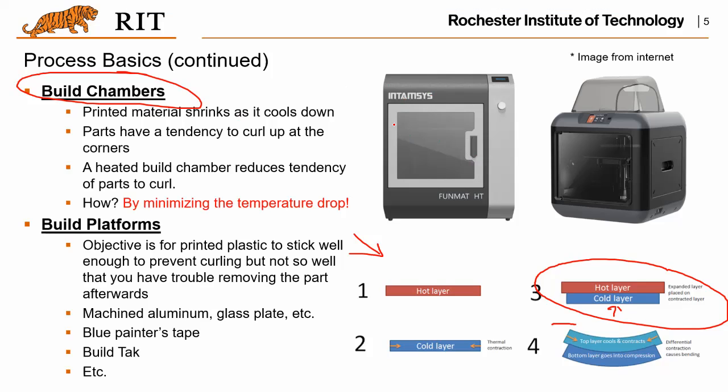Also, you will have different build platforms like plastics or glass or aluminum. And sometimes you want to use tapes or glue to bond the first layer of your prints. That's why if you use the Poisson machine, the first step is to put some glue onto the printing platform. That's for better bonding of your prints.